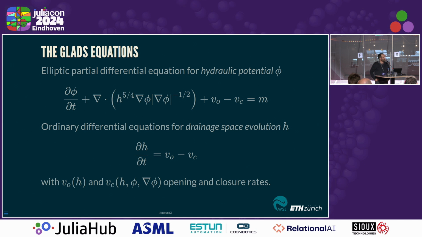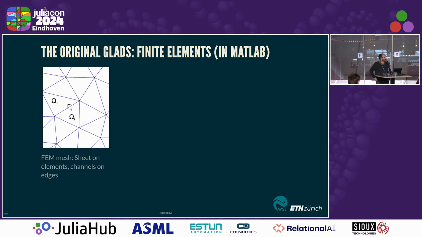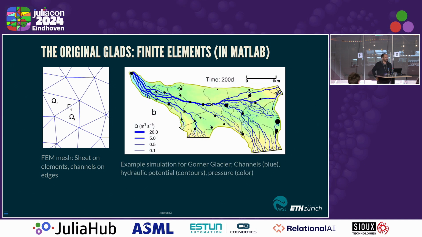We also solve some ODEs. The ODEs determine how the drainage space evolves, so how quickly, say, the distributed sheet opens up or closes down. The original implementation used finite elements in MATLAB. One of the tricks we used was that these channel equations are not well posed in 2D, so they're only simulated in 1D on the edges of the mesh, but the distributed system is simulated everywhere. And then you get results something like this.